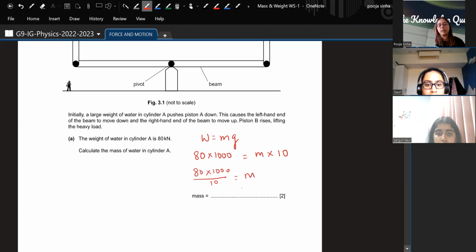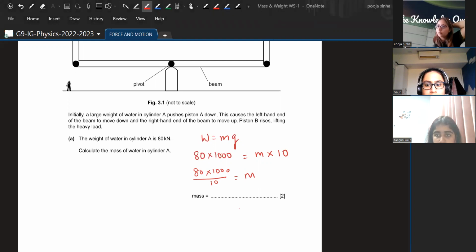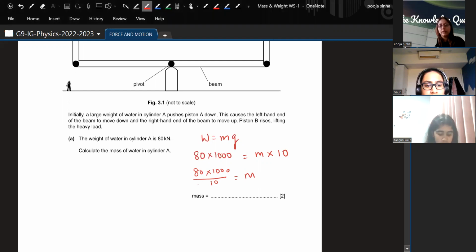And then whatever answer you figure out, tell me here. What is the answer now for this one? Miss, we're multiplying it by 1000 because it's kilonewtons, right? Because it is kilo. Yes, absolutely. So you can cancel out things. And how much is the final answer? It's a very easy question. 8,000. What is the unit? The unit will be in kilograms. Yes, don't forget the unit.